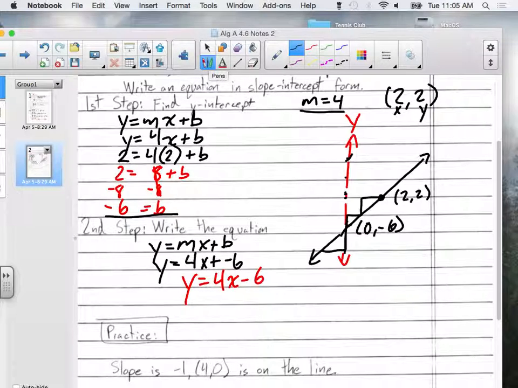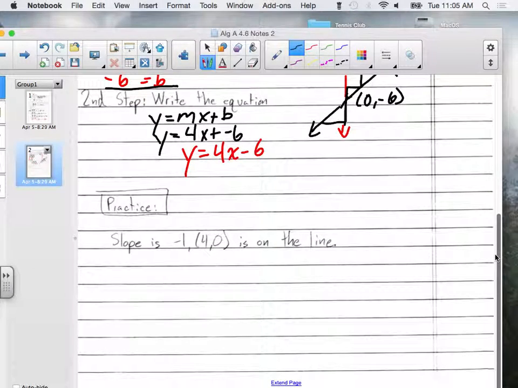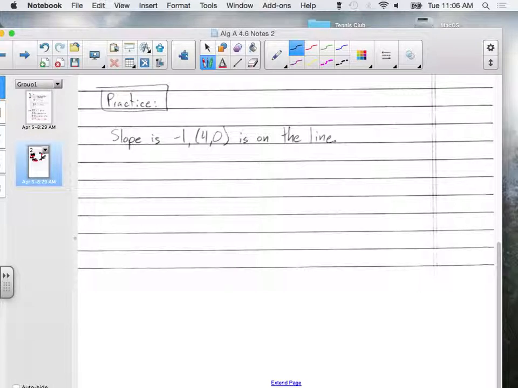Alright, so just one more practice problem. It says our slope is -1 and (0, 4) is on the line. So what is our m in this situation? M equals -1, and then what other point are we given? (0, 4), that's right. So you guys try that one by yourselves.